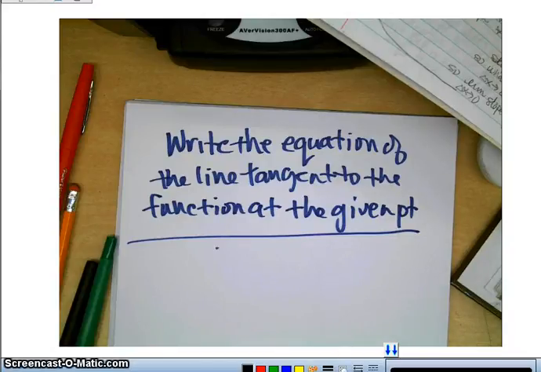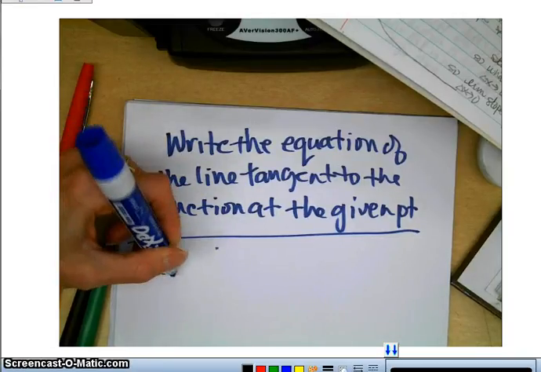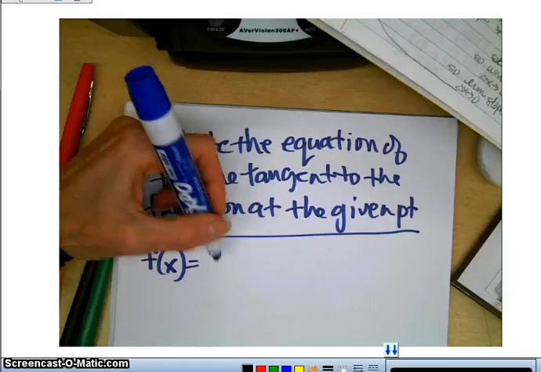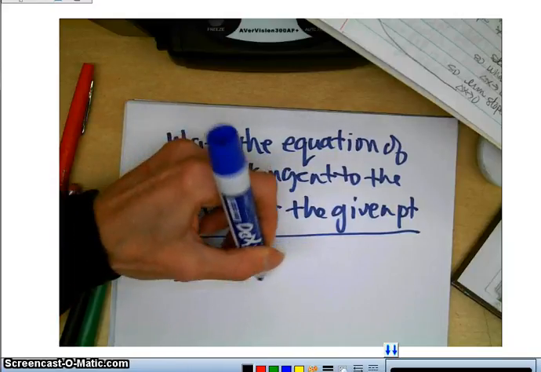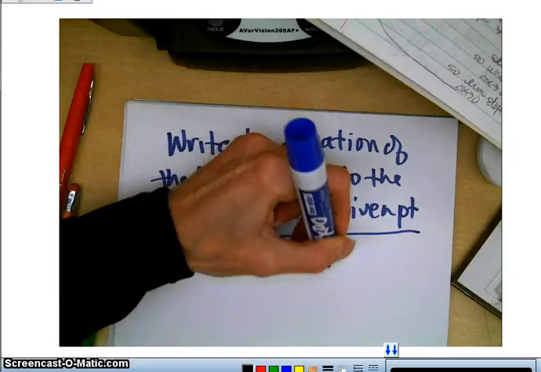All right. So now we're going to look at a problem. We want to write the equation of the line tangent to the curve, and this time our function is f of x equals 3 minus 2x. And I've got the ordered pair negative 1 comma 5.